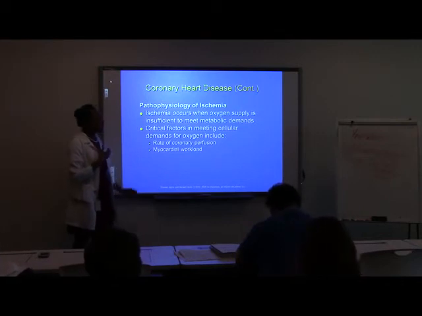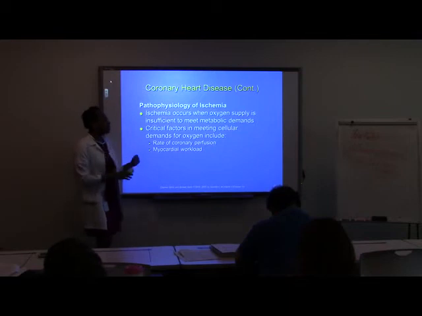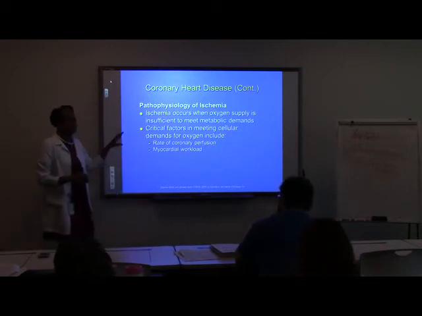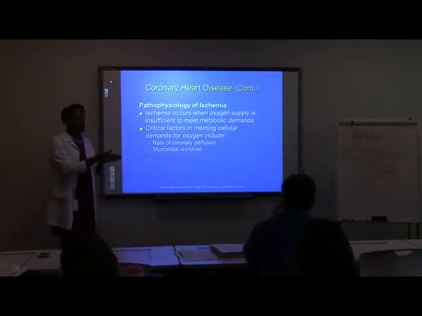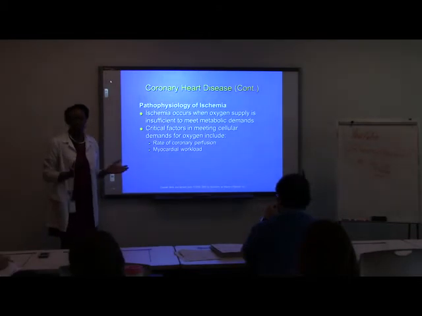Pathophysiology of ischemia. Ischemia, we already know what this means. Ischemia is a lack of oxygen supply getting to the tissues, to where the tissues can't function or meet their metabolic demands. So if they don't have enough oxygen, they can't do their job.